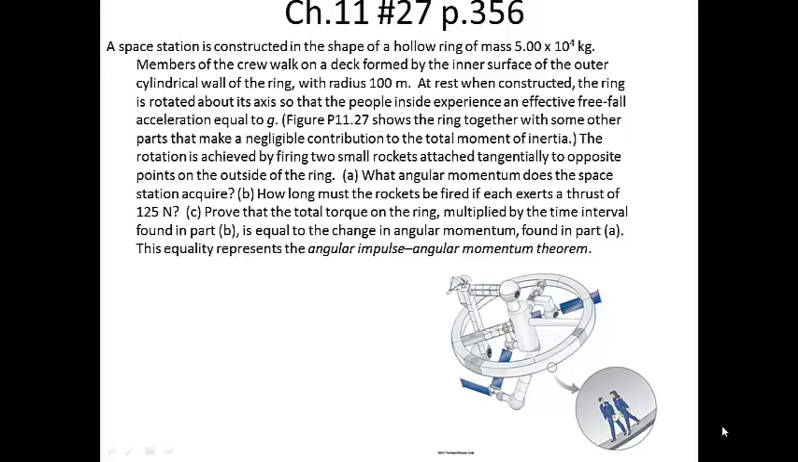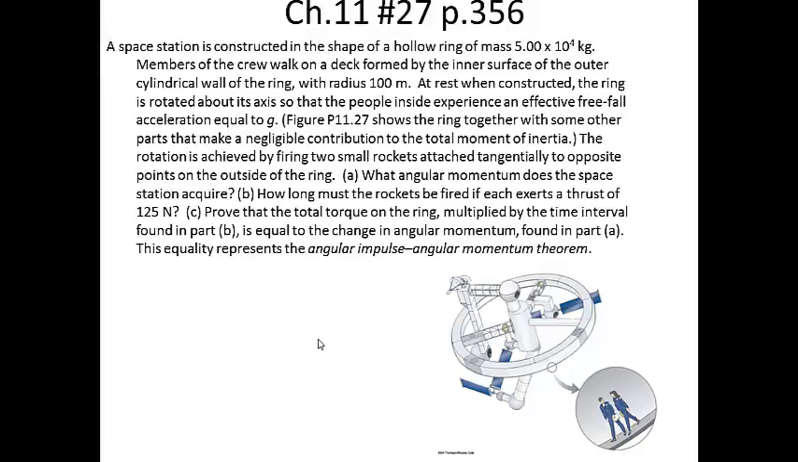In this video, we are going to be doing Chapter 11, number 27. A space station is constructed in the shape of a hollow ring of mass 5 times 10 to the 4th kilograms. Members of the crew walk on a deck formed by the inner surface of the outer cylindrical wall of the ring with radius 100 meters.